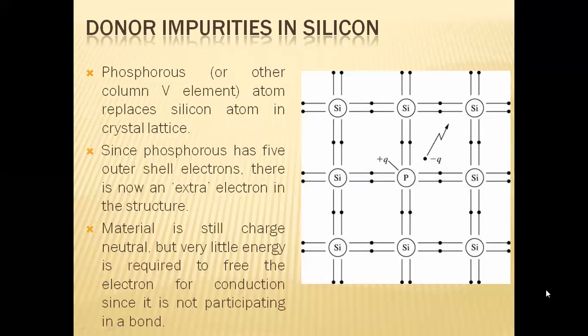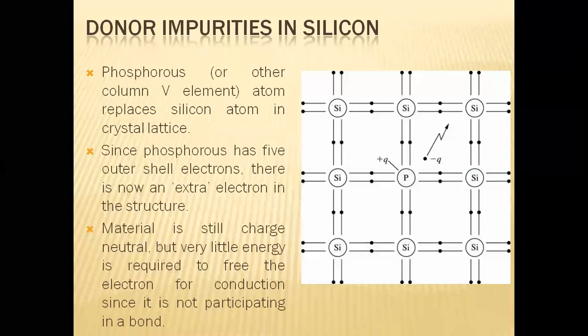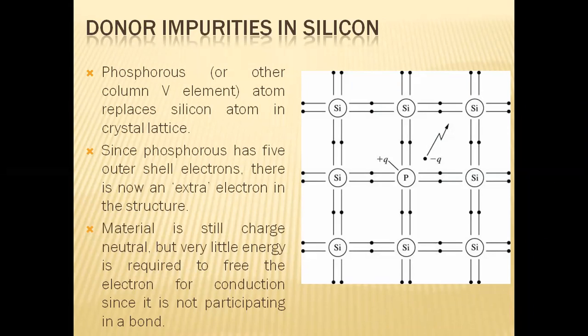Now, donor impurities: how are they verified in the case of silicon? Take phosphorus, which is in column 5 of the periodic table, in comparison with silicon. It replaces a silicon atom in the crystalline lattice. Phosphorus has 5 outer shell electrons, and the extra electron in that structure acts as a charge carrier.